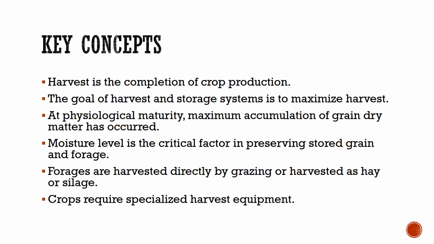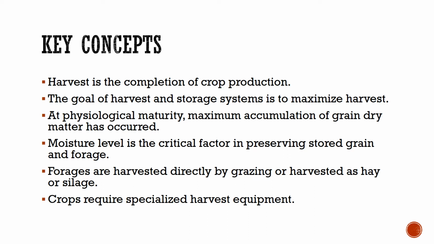So the whole goal is to sell at the correct time and sell at the correct price to maximize what we have. So we have to look at the maturity of the plant. We have to look at the accumulation of the grain matter that has occurred, the moisture levels, and in some cases, when you're looking at forages, we have to look at how we're going to store it. So are we going to bale it, or are we going to chop it to silage, and make some of those decisions, and unfortunately, sometimes pretty quick.